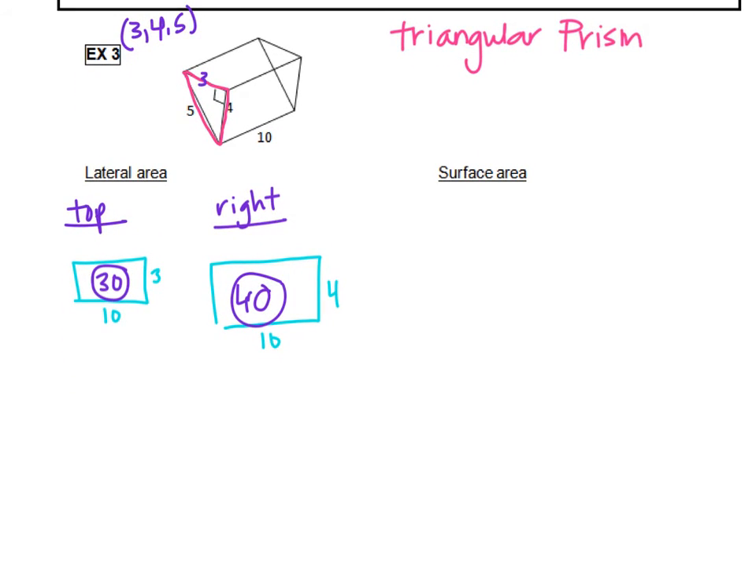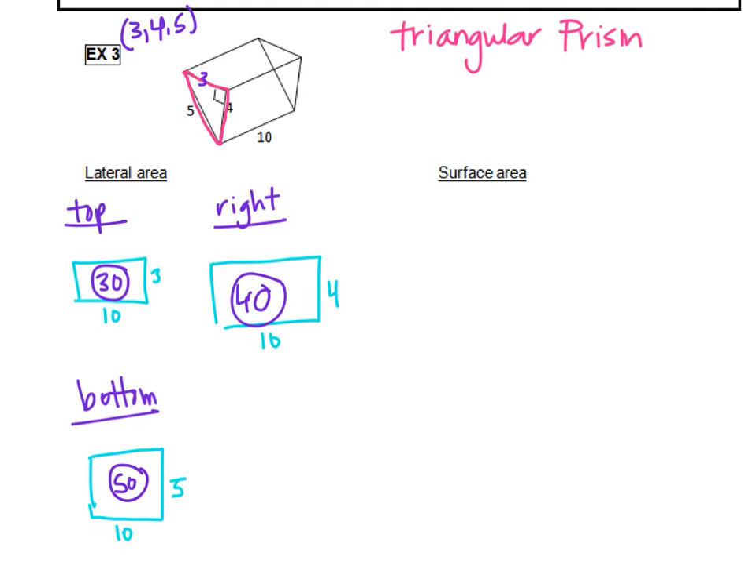All right, now we have the bottom face. The bottom is going to be this one kind of underneath the other two. So it's another rectangle, and we're looking for the dimensions of that bottom face. Do you see what they are? Hopefully you can see it's a 10 by 5. Here's the 10, there's the 5, forming that rectangle. 10 times 5 is 50, so we've got an area of 50.